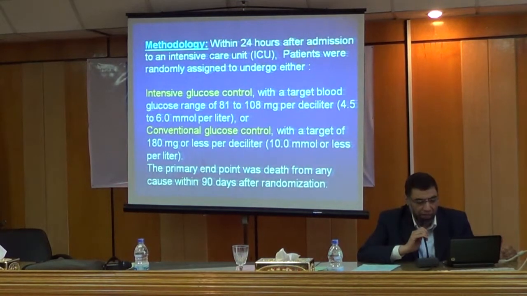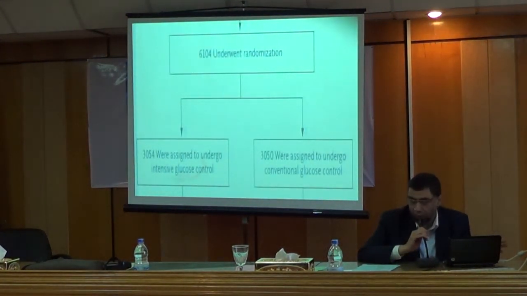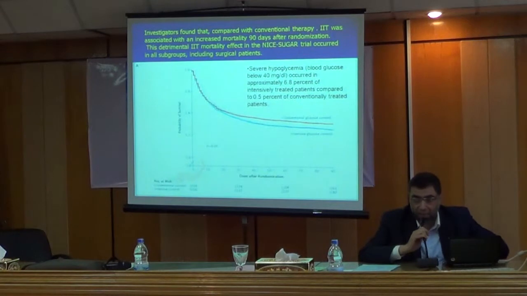The primary endpoint was death from any cause within 90 days after randomization. So around half of the patients were in the intensive glucose limb and the other half in the conventional glucose control. In the red one, conventional glucose control, the mean blood glucose was about 140 milligram per deciliter. For the intensive control, the mean was around 108 or 110. It was very surprising that this study was not completed. The difference was clear for the study, and they found that it is unethical to continue.